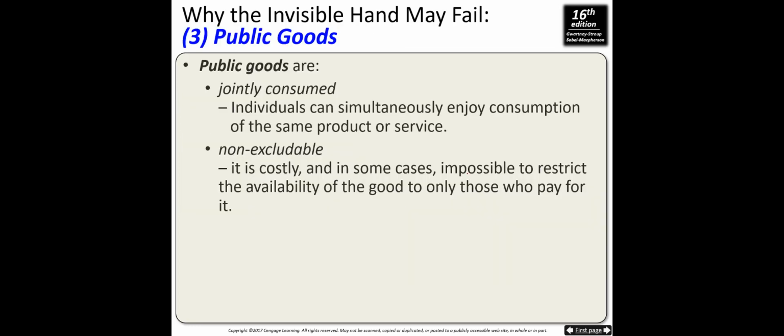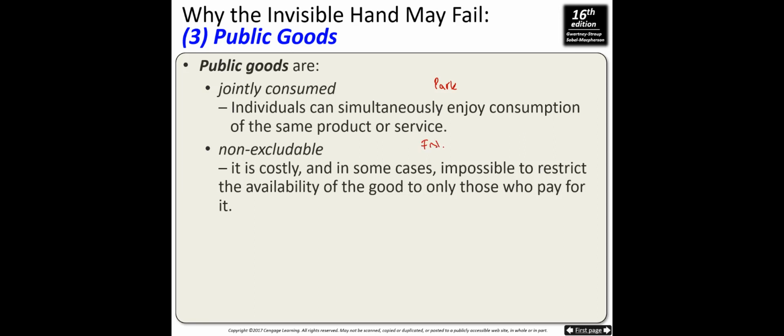And the third market imperfection is public goods. So what are public goods? Public goods are jointly consumed. Jointly consumed means individuals can simultaneously enjoy consumption of the same product or service. So let's give one example, a park. You can go jog in the park and somebody else can go jog at the same time, right? You can consume the same park at the same time.